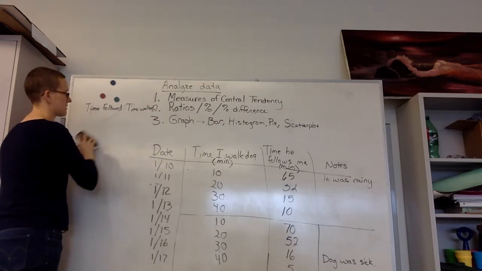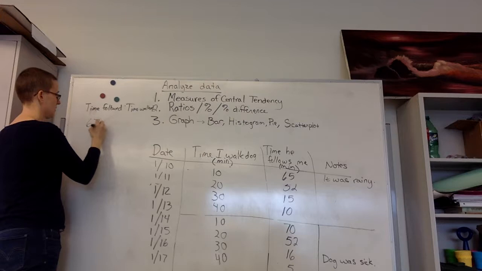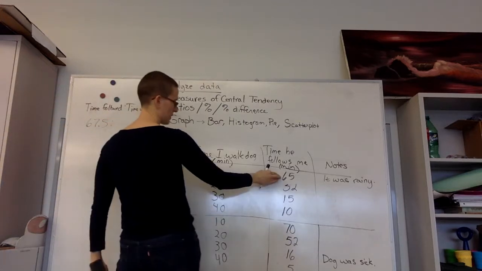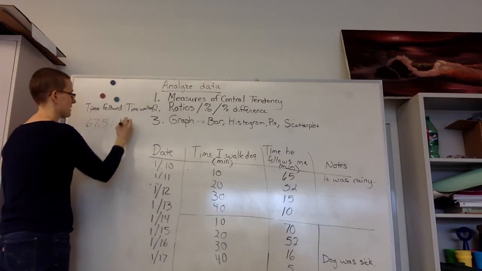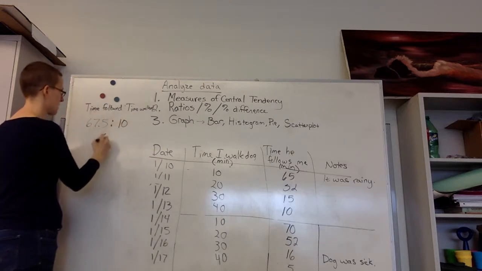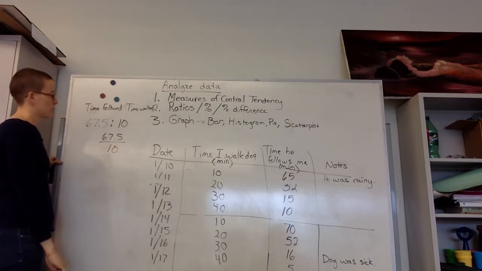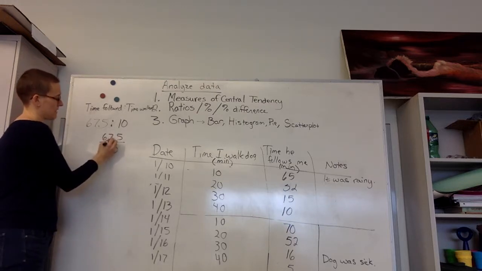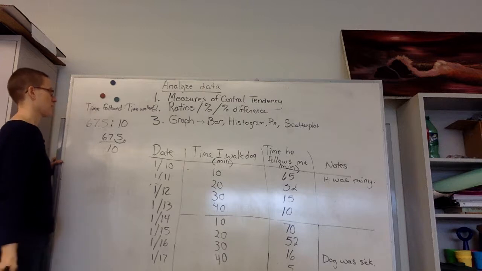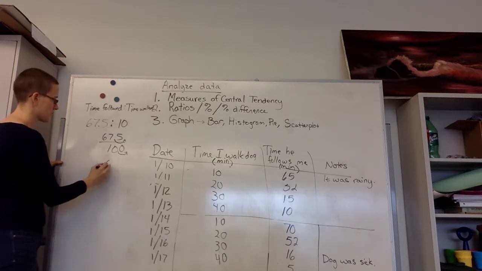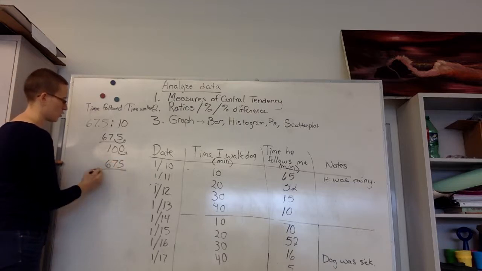I would use my 67.5 minutes as my first one, because that's the average time he followed me, to my 10-minute walk. Well, when I do a ratio, I can't have a decimal on the top, and so I'm going to use my knowledge of powers of 10 to change that. So if I have 67.5, if I move my decimal on the top one place, I can get rid of it. Well, if I move it on the top one place, I also have to move it on the bottom. So now I have 675 over 100.